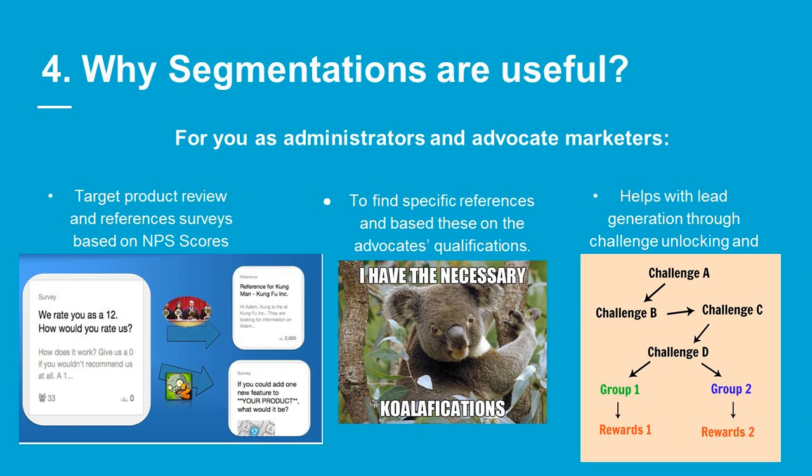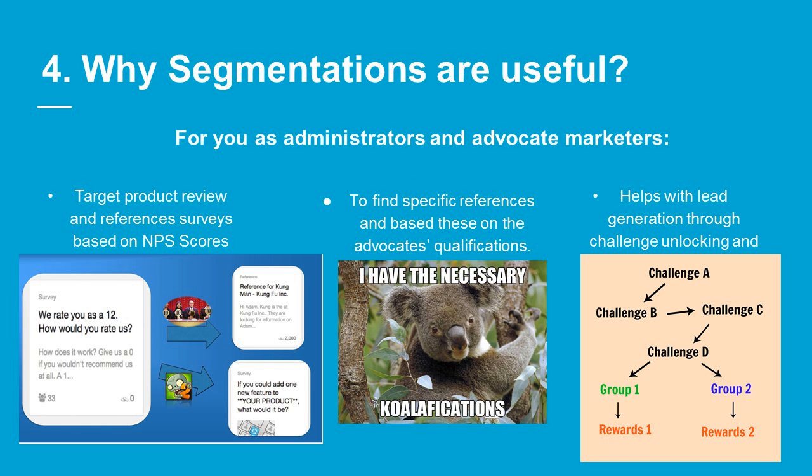Advocate marketers. Why is segmentation useful? Well, first is admins can use segmentation to generate product reviews or feedback and references based on NPS scores. So you could identify your top fans from high NPS score and target them to do referral challenges, for example. And to those who rated a lower NPS score, you can target product review or feedback challenges to find out why they rated a low NPS score and find out how to improve your product.